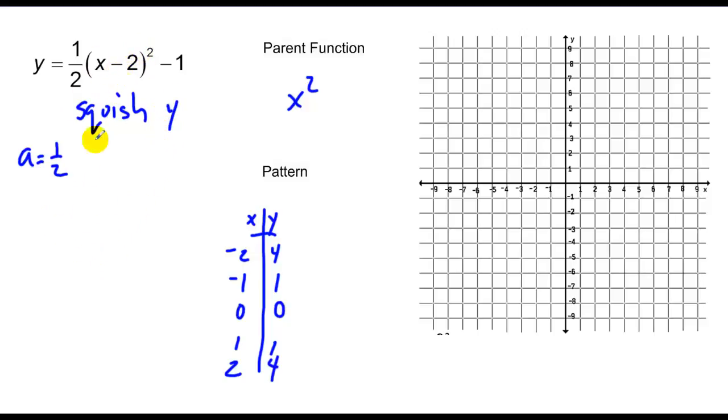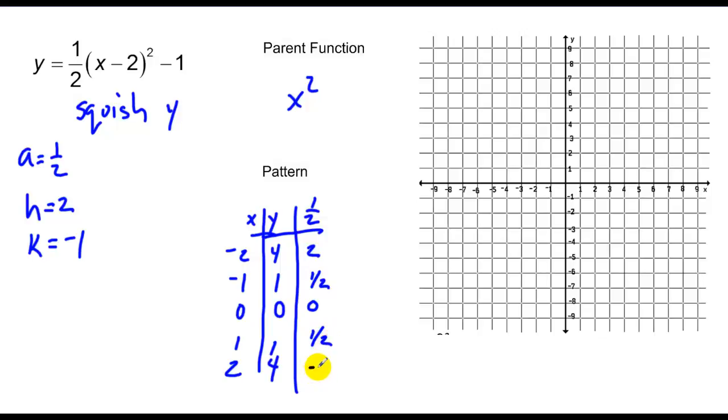H is in the interior of the function, and it follows the subtraction. So h is equal to 2. K is usually following a plus. This is a minus, so k is equal to negative 1. So now, we know that it is squished by the y's. Y gets multiplied, since a is a y multiplier, by a positive 1/2, and thus I have 2, 1/2, 0, 1/2, 2. Right? I move over to 2. I move down 1. Put my little hash mark for my new origin.